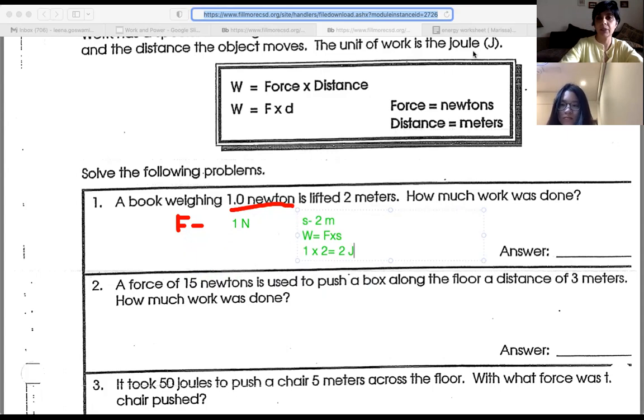Let's look at the second one, Marissa. Simple. The force is 15 newtons. Yes. And the displacement is 3 meters. Since work done equals force times displacement, it is 15 newtons times 3, which is 45 joules. Right. Let's go down further.